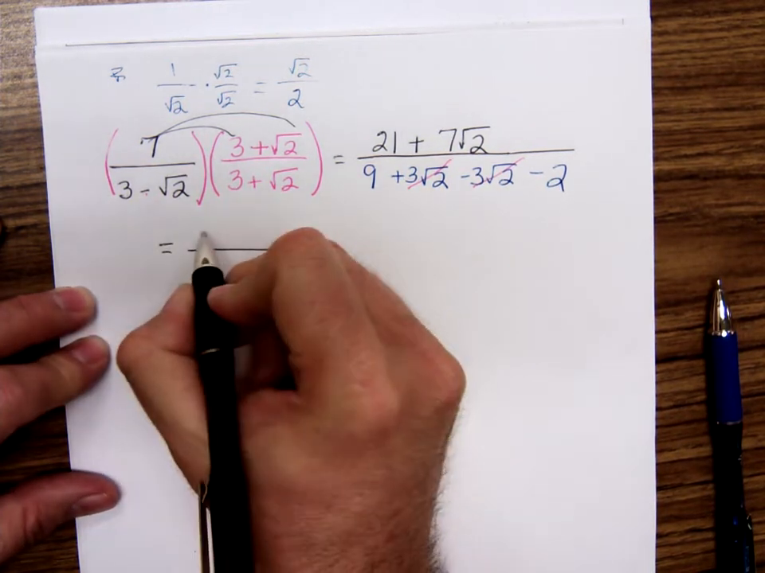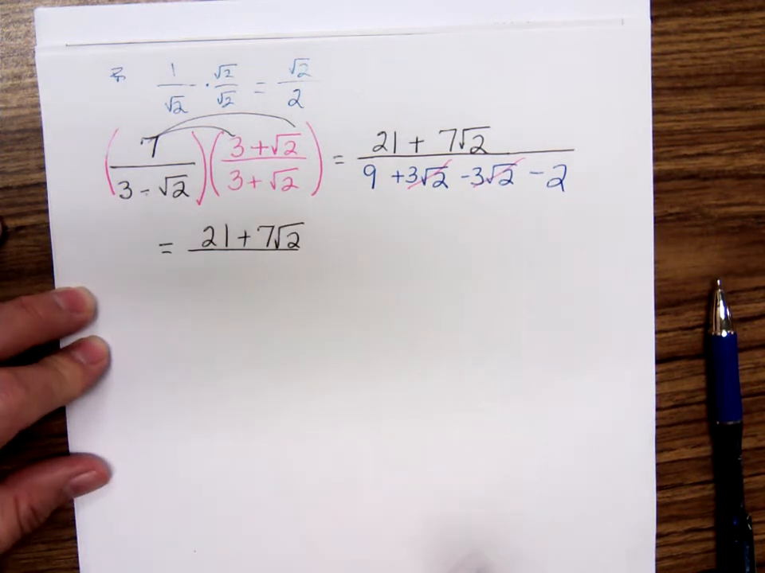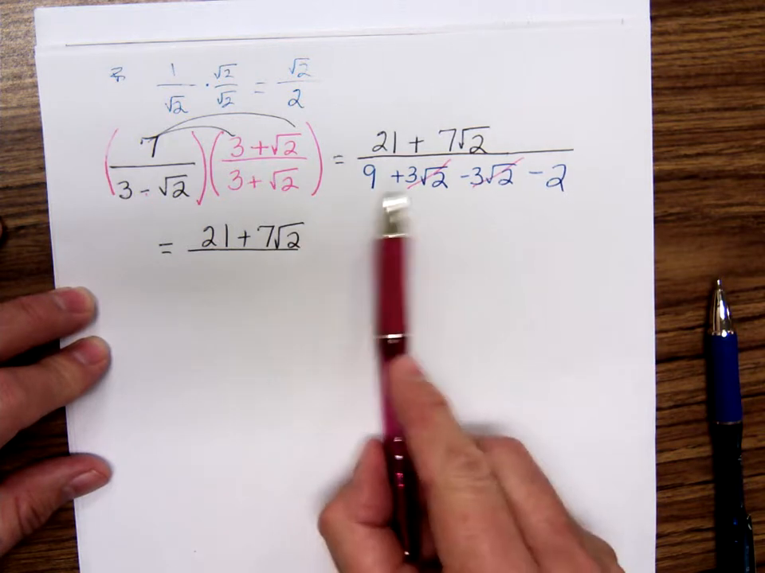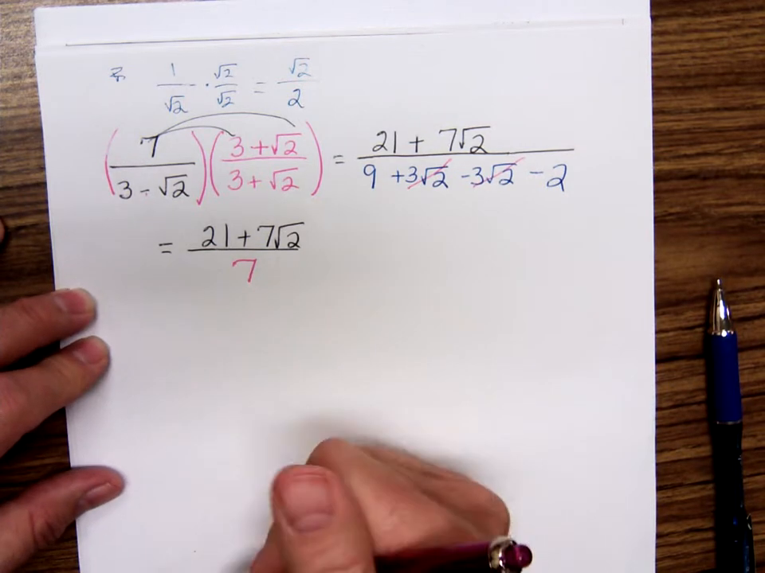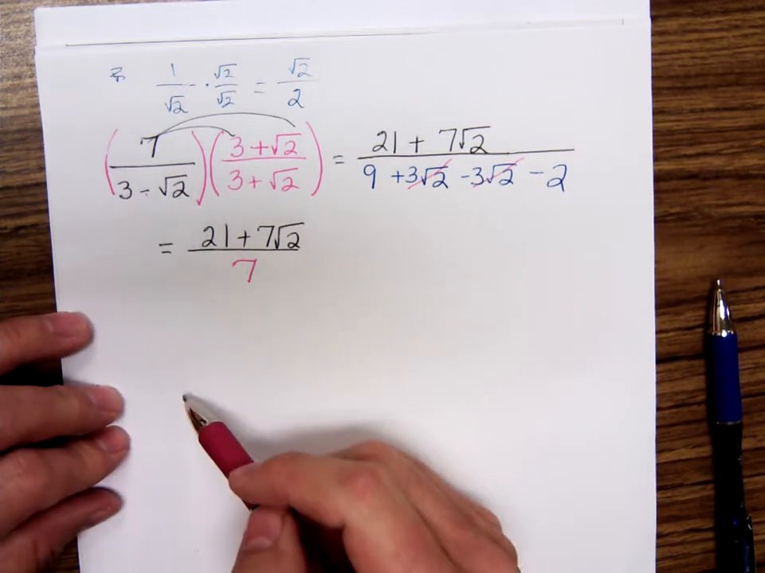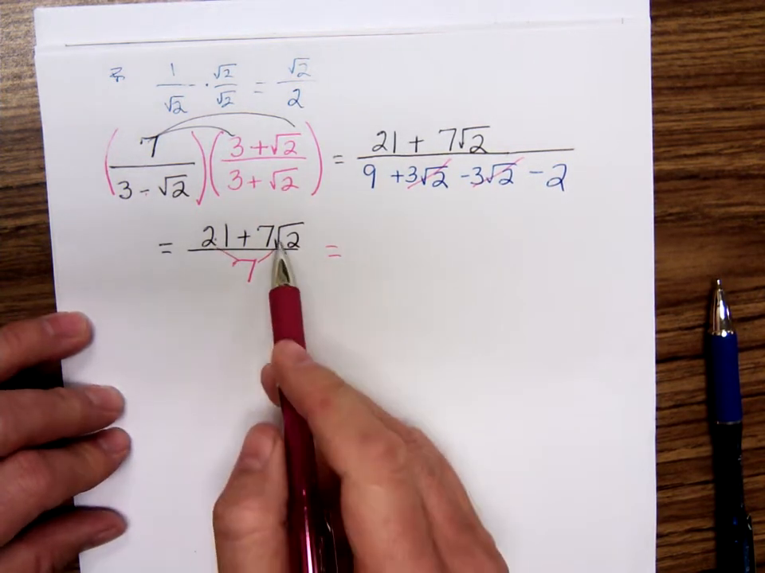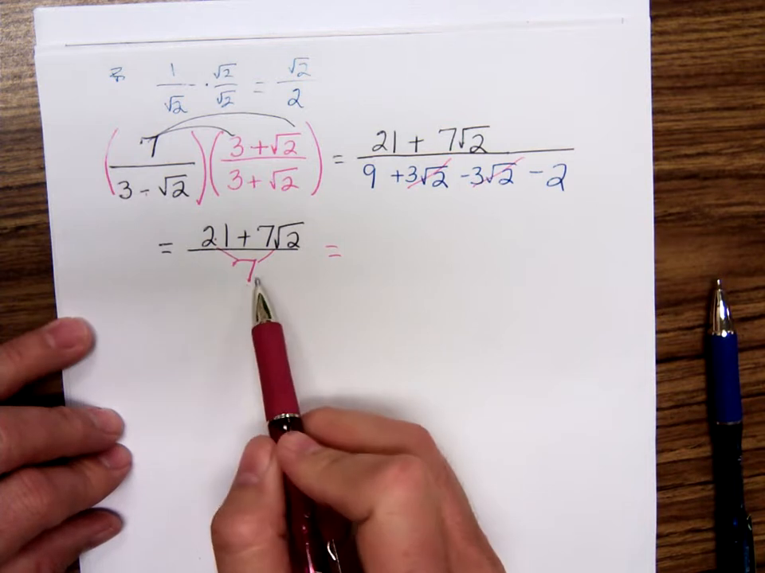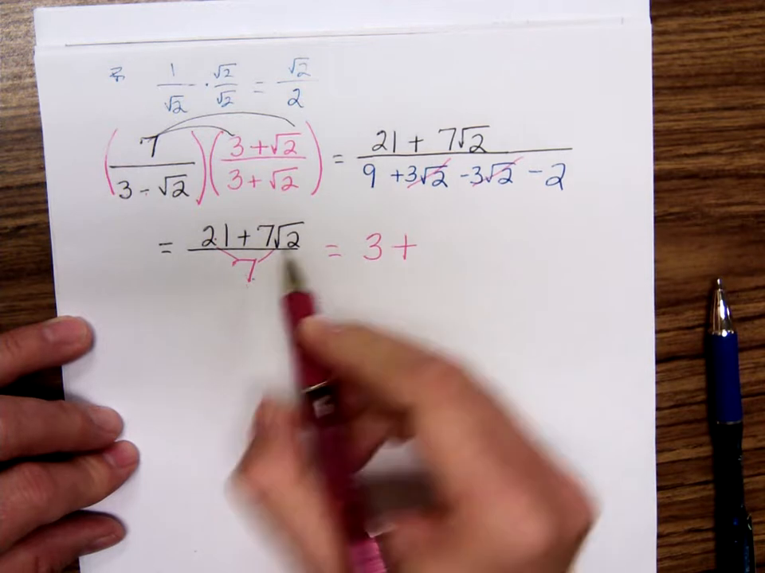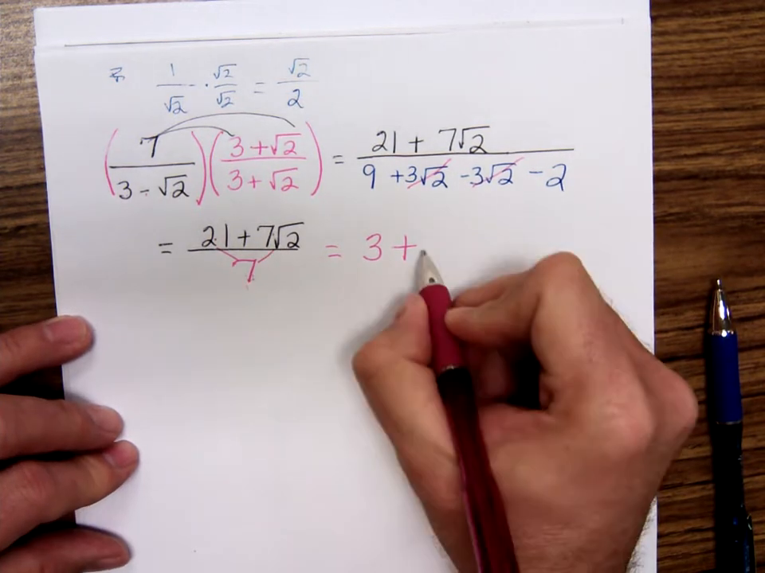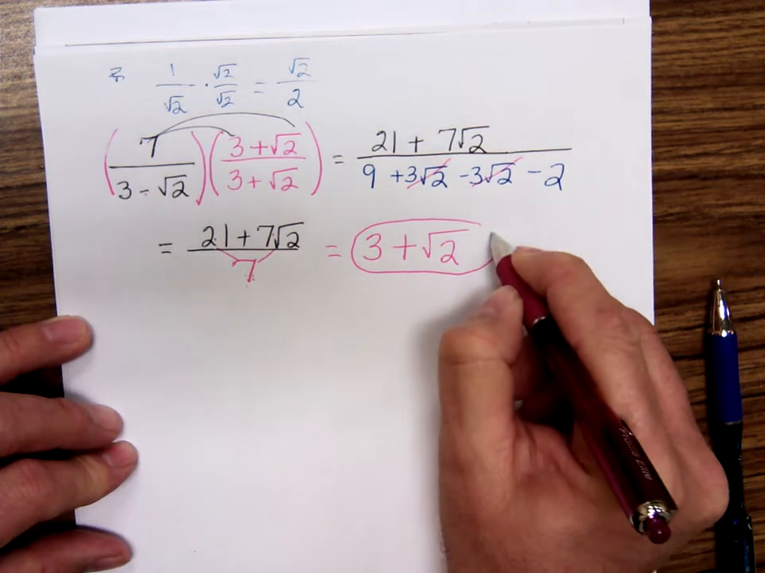So yes, we've rationalized that denominator. And we'd have 21 plus 7 square root of 2 on the top. And the 9 minus 2 is 7. You know what? It would have been smarter of me not to bother distributing the 7, because I'm about to undo that. If I separate each one of these, that 7 will cancel. 21 divided by 7 is 3. 7 square root of 2 over 7 is just square root of 2.